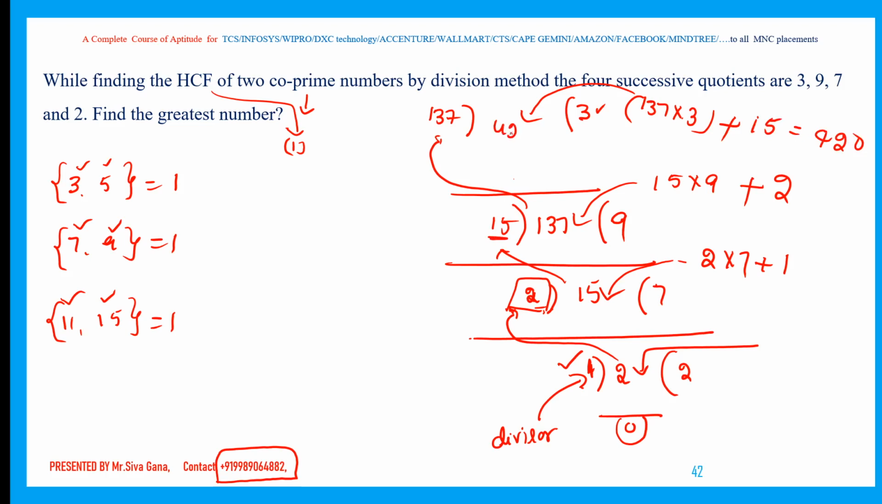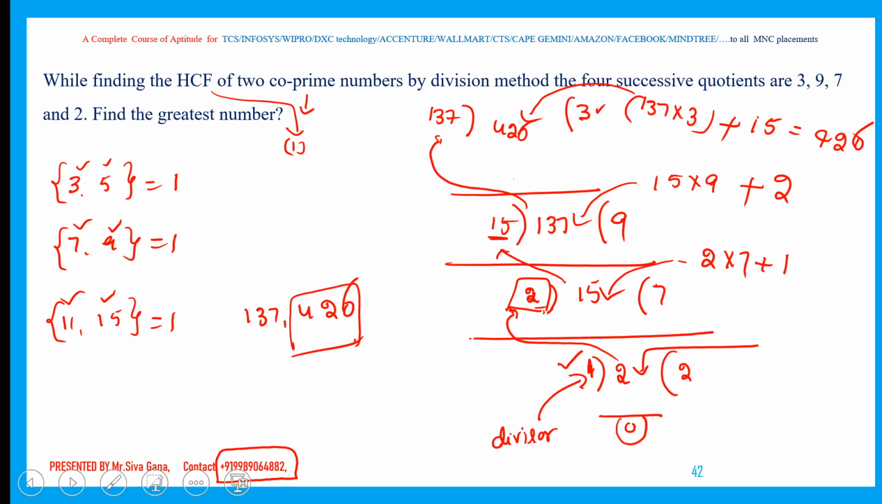He is asking for the largest number. So 137 and 426, which is largest? 426. Sorry, my dear viewers, not 420, it is 426. Largest is 426. 137 into 3 plus 15. Whole 3 sevens are 21 plus 6, 426. 426 is the largest number.